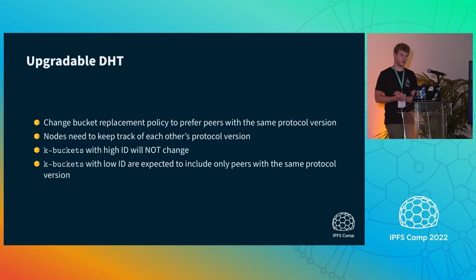So a better solution could be to have an upgradable DHT, which means that we have one network where all of the peers are connected together, but it would support multiple types of requests. So how can this work? Each node now needs to keep track of the protocol version of all of the other nodes in its routing table.